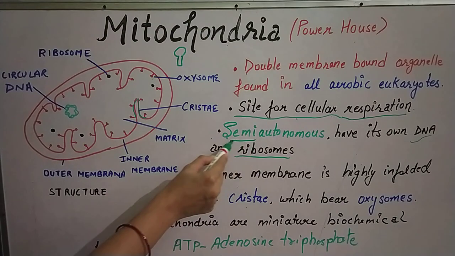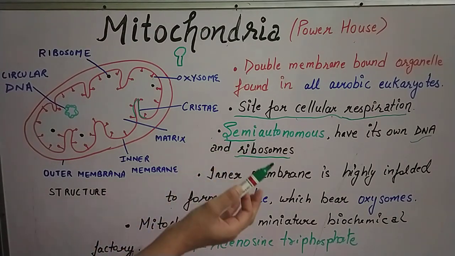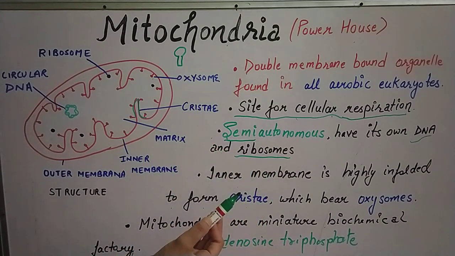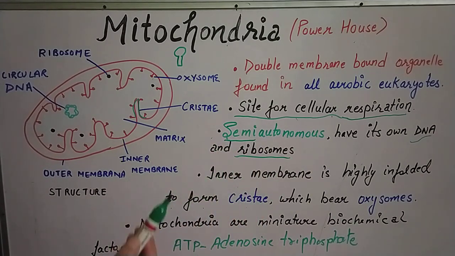Semi means half. Okay, it is not completely independent, there is some dependency on the nucleus also. So few of the structural and functional activities are going to be controlled by the nucleus also. This is semi-autonomous. Semi-autonomous means as it is having its own DNA which can help the mitochondria to replicate. Okay, DNA is there, then it is going to produce RNA also.